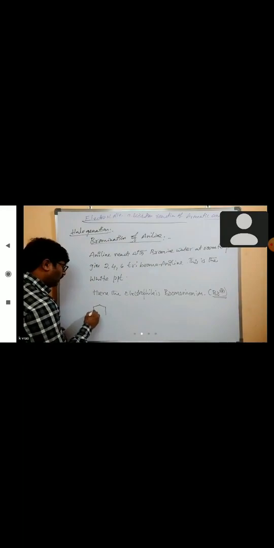So see the equation: aniline plus Br2 with H2O at room temperature gives 2,4,6-tribromoaniline. This is a white precipitate. Is it clear? That is one of the electrophilic substitution reactions of aniline, an aromatic primary amine.